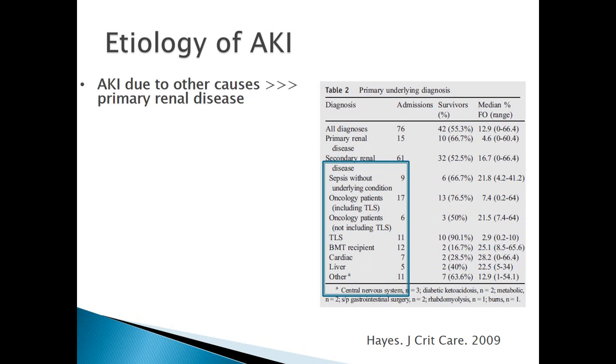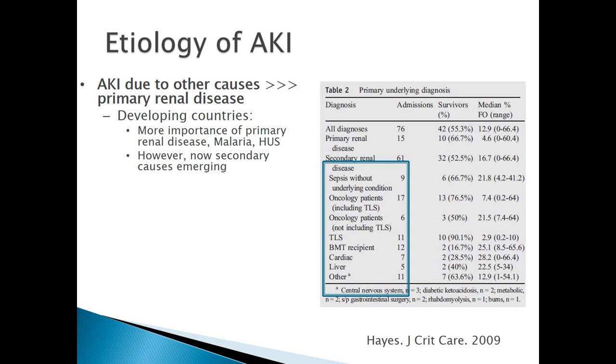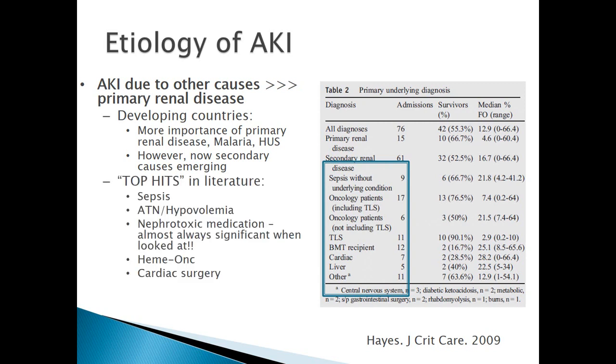What we do know is that AKI due to secondary causes seems to be more important than primary renal disease. That is true even now for developing countries, where before primary renal disease seemed to be more important. When you look at the top hits in the literature, secondary causes like sepsis, ATN, hypovolemia, and nephrotoxic medications are always of utmost importance. Hematology-oncology patients and patients after cardiac surgery are the ones we have to be most vigilant for, because they're at greatest risk of developing acute kidney injury. So think of these things: if your patient is coming in with sepsis, or is very dehydrated.